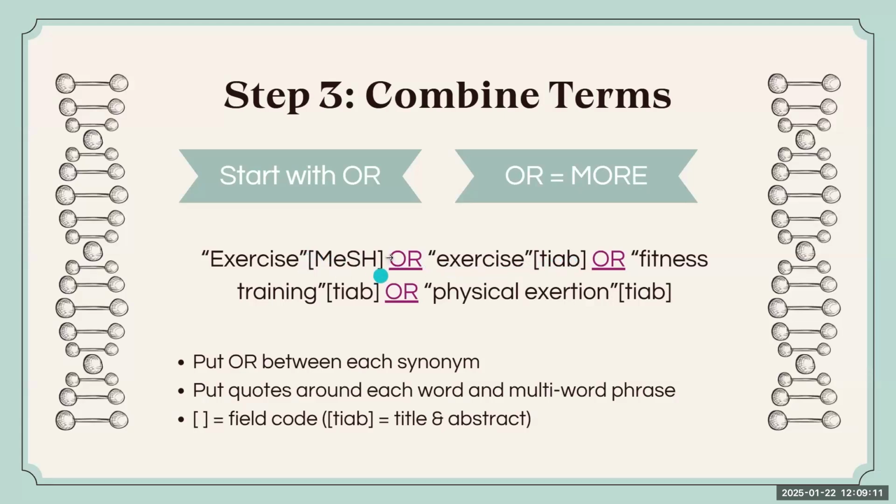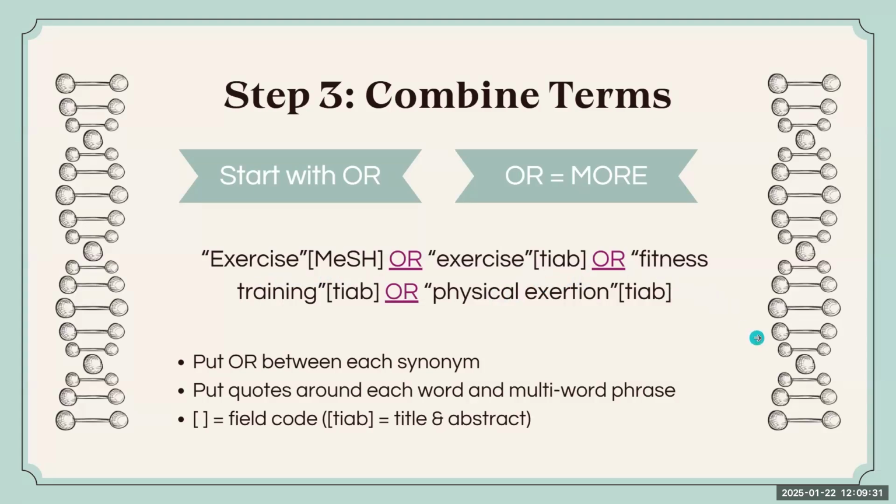So these right here with the brackets are called field codes. Now, field codes help define how you want that word to be used. I'll show it more to get a better sense of it. So underneath, this is for the MeSH term. So exercise as a MeSH term and exercise as a title abstract.